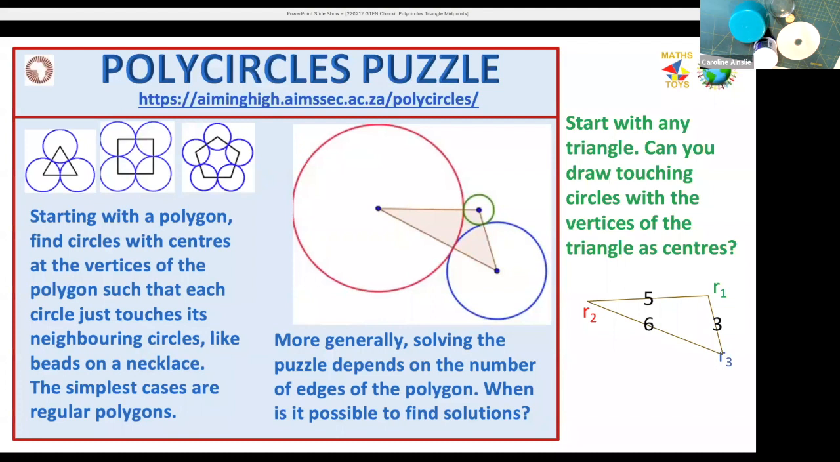And this next slide shows you actually how it's linked. It's called the Polycircles puzzle, how it's linked to what we have been doing with Checkit.